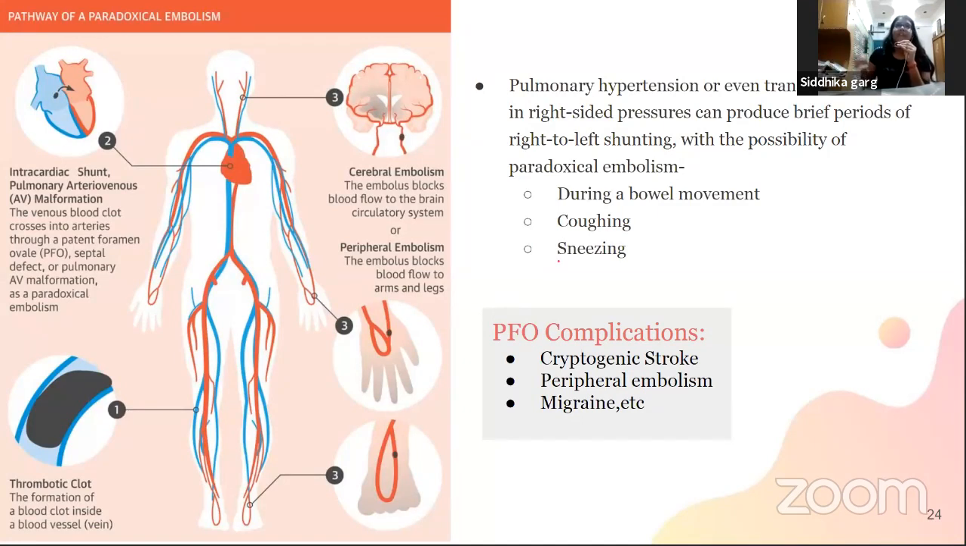And with this shunt, the embolus goes into the left side of the heart, and into the arterial circulation, then it goes to the brain and to the periphery of the body. Now, in the brain, it causes ischemia, which causes damage to the brain tissue, which leads to stroke and migraine-like complications. In the periphery, it causes peripheral embolism, ischemia, and damage of the tissue there.